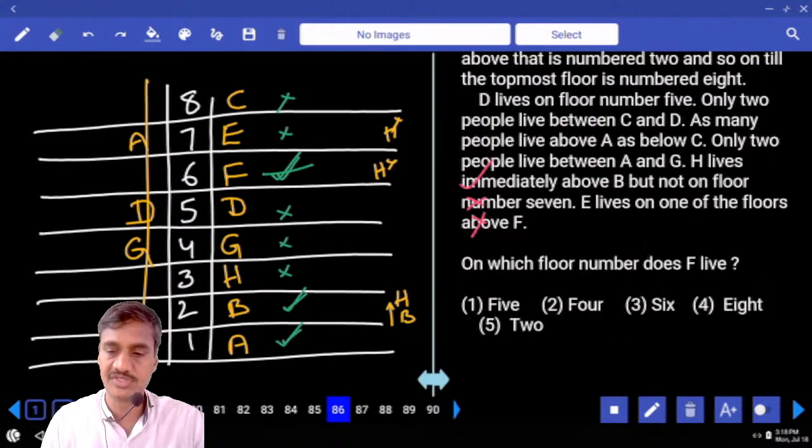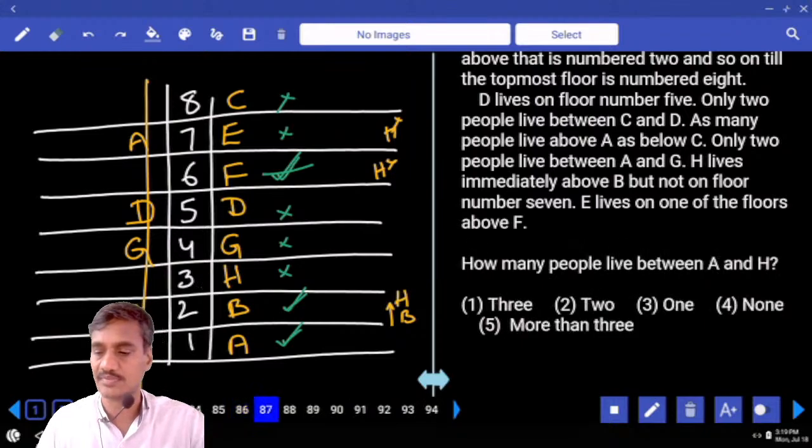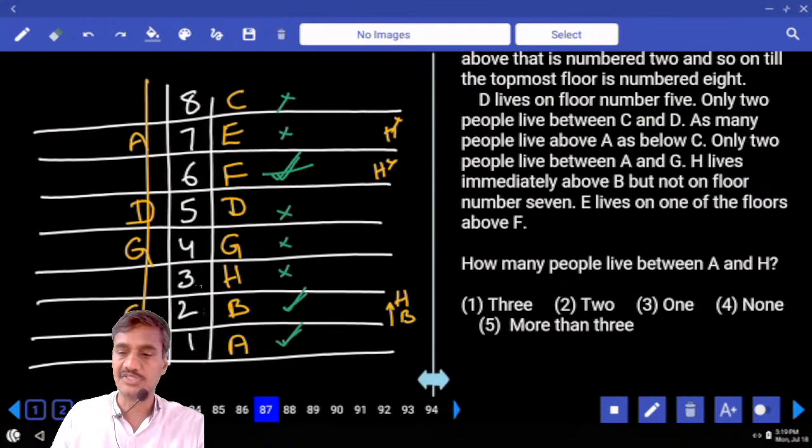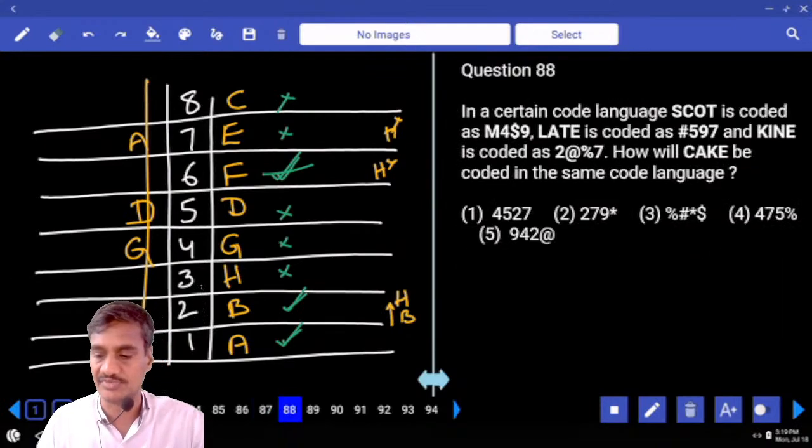The next one, 86. On which floor number does F live? F lives on 6th floor, choice 3, question number 86. And how many people live between A and H? Between A and H, there is exactly one person, that is choice 3, 87.